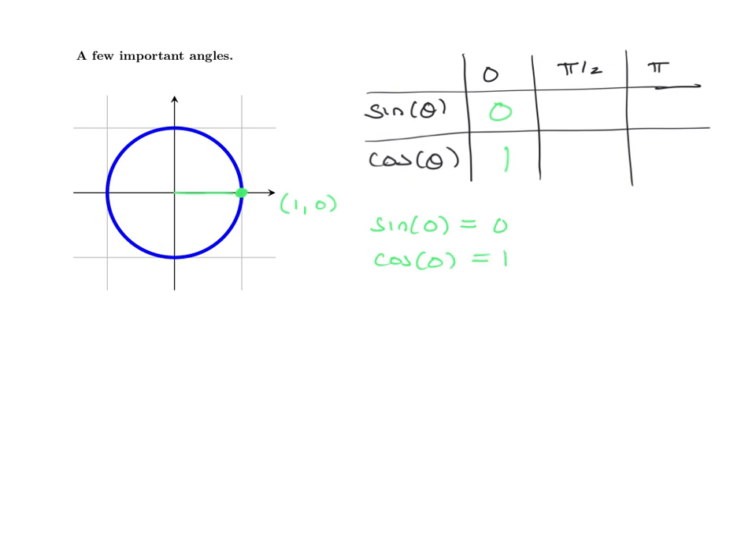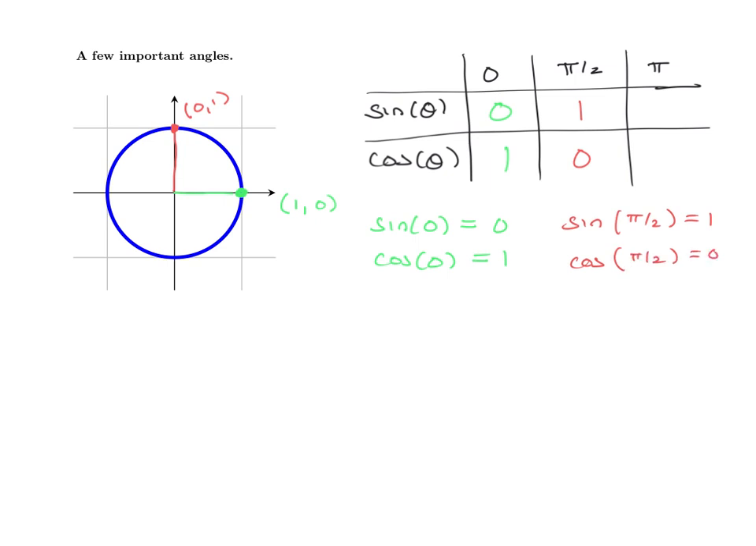For pi over 2, so let's say a 90-degree rotation, that'll give us this spot here. And let's see, the x value is now 0 and the y value is 1. So that tells me, if I want to know cosine of pi over 2, that's the x value, and so that is 0. And what is sine of pi over 2? It's the y value, which is 1. That is, sine of pi over 2 is 1, and cosine of pi over 2 is 0.